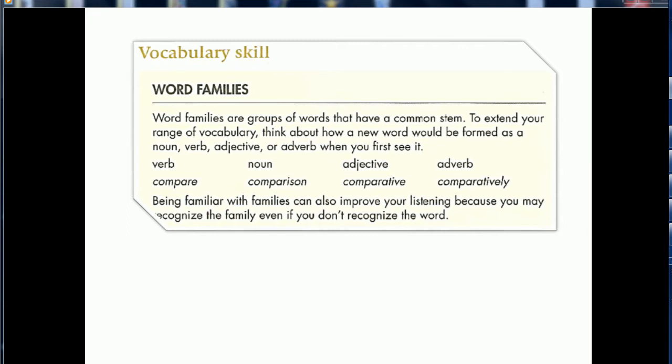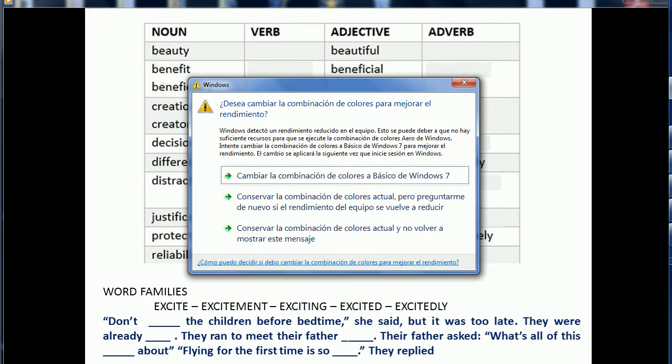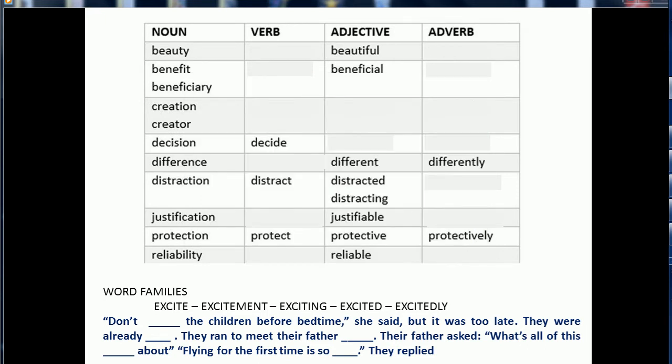Pay attention. In this chart we have noun, verb, adjective, and adverb. As well, we have some nouns here that share the same stem. For example, look at the first noun. We have the noun beauty. The verb for beauty is beautify. The adjective for that is beautiful. And the same happens with the adverb. Notice here it is beautifully.